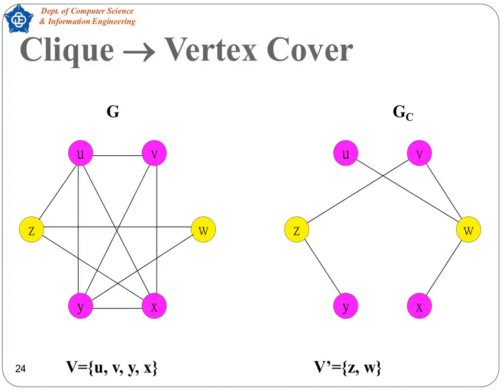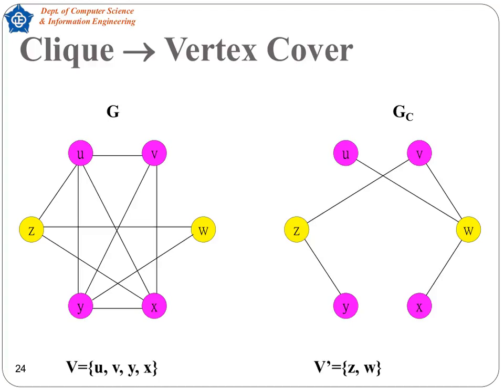Picking up on that idea, here we see the reduction from clique to vertex cover in action. On the left is our original graph G. The 4 pink nodes U, V, X, and Y form a clique of size 4, while the 2 yellow nodes Z and W lie outside that clique. On the right is the complement graph G_C. In this complement, every edge that was missing among those pink nodes in G now appears, and every original edge disappears. Notice that by selecting the 2 yellow nodes, Z and W in G_C, we cover every edge.